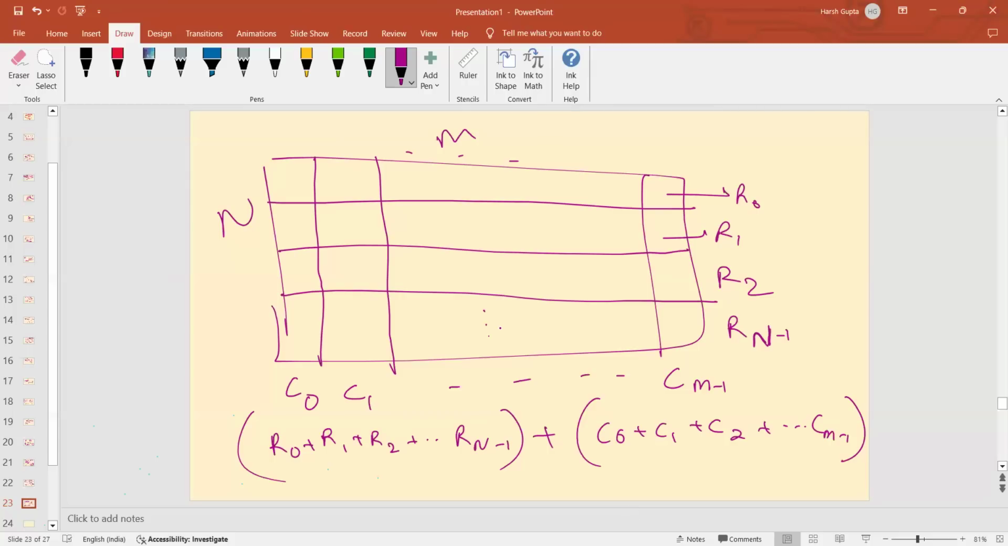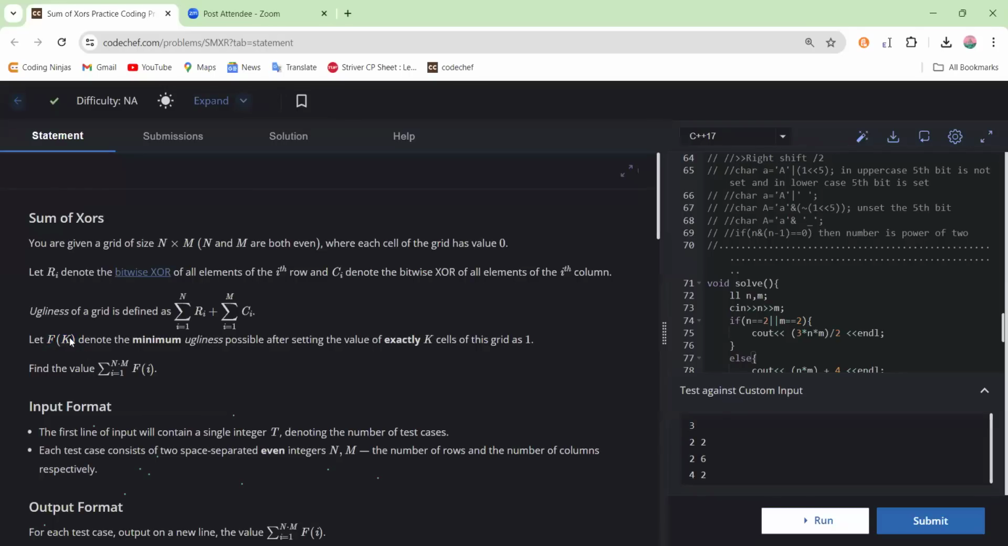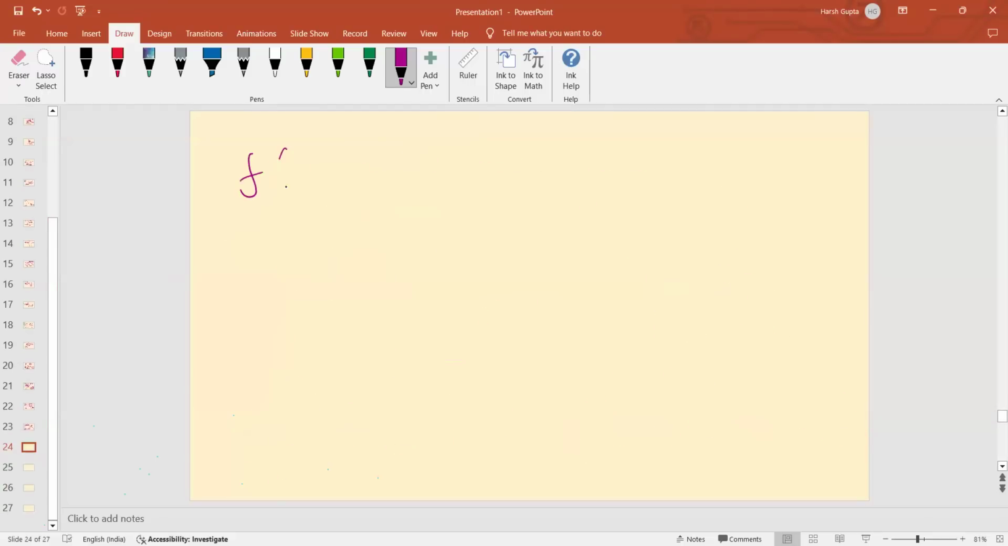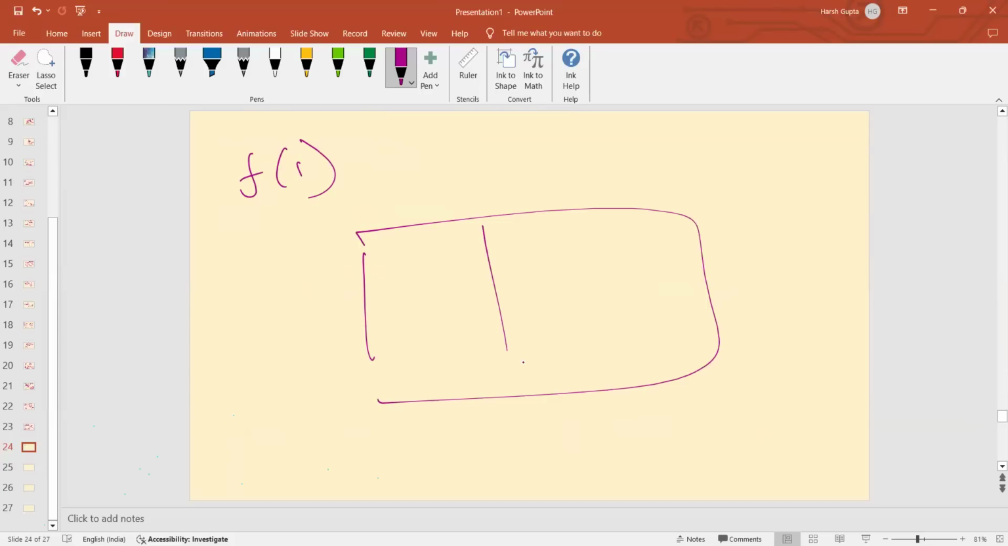Now, in the question, they have told us that initially all the values in this grid are 0. And you have defined a function f of k. In this f of k, you are filling exactly k cells of the grid with 1. Let's suppose I'm looking for f of 1. So f of 1 tells that you have the grid, and you are filling only one cell of it. That is k number of cells. Over here, the value of k is 1. So you are filling one cell with 1. So that is actually what f of k is.